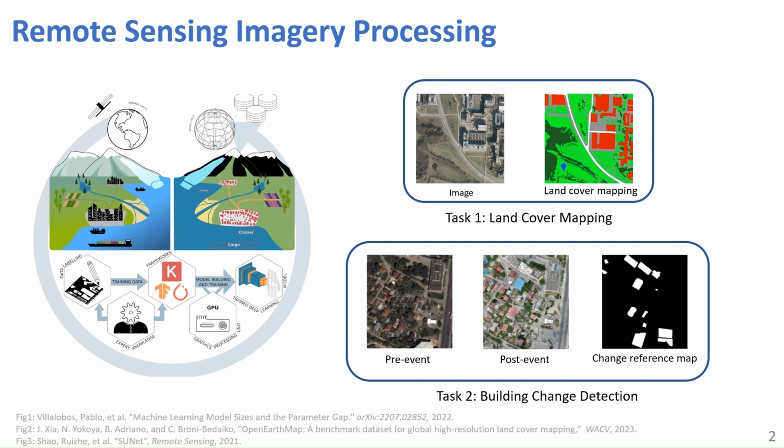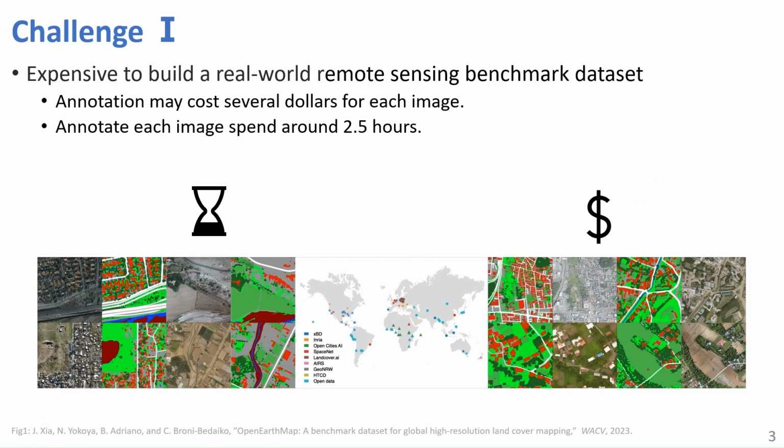To begin with, the field of remote sensing image processing has advanced significantly with deep learning, finding extensive use in environmental monitoring, urban planning, and disaster mapping. There are two key tasks, land cover mapping and building change detection. These two tasks are vital and form the core of our research, which aims to improve the model performance in those areas. However, remote sensing image processing faces two major challenges.